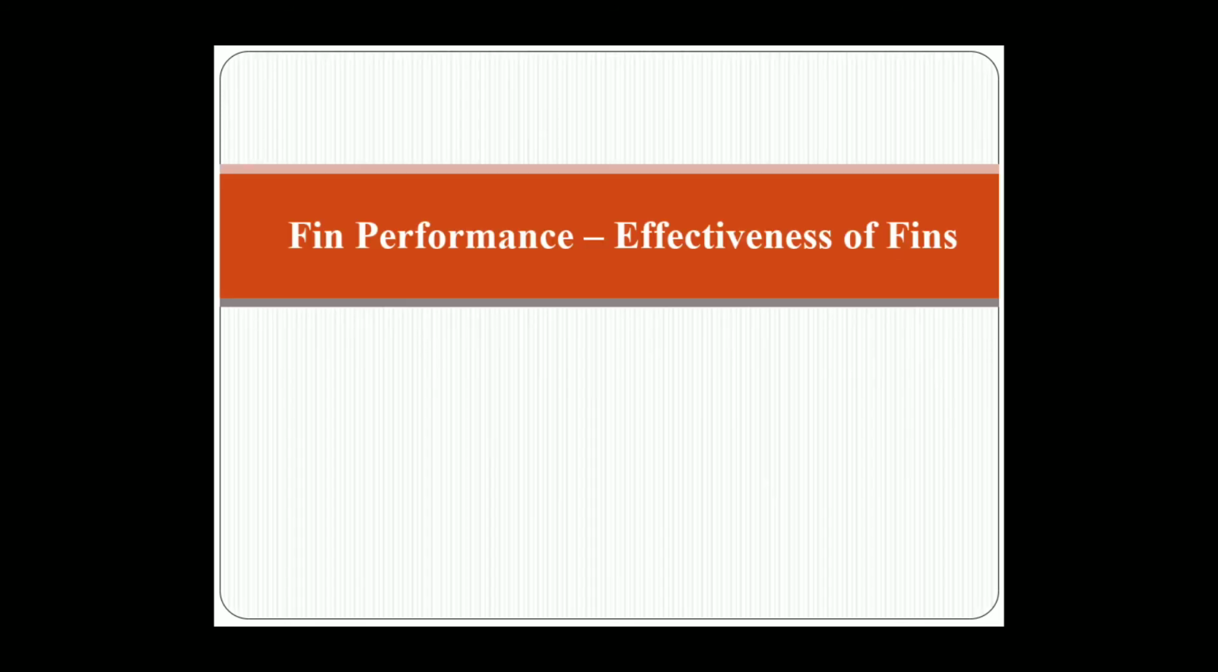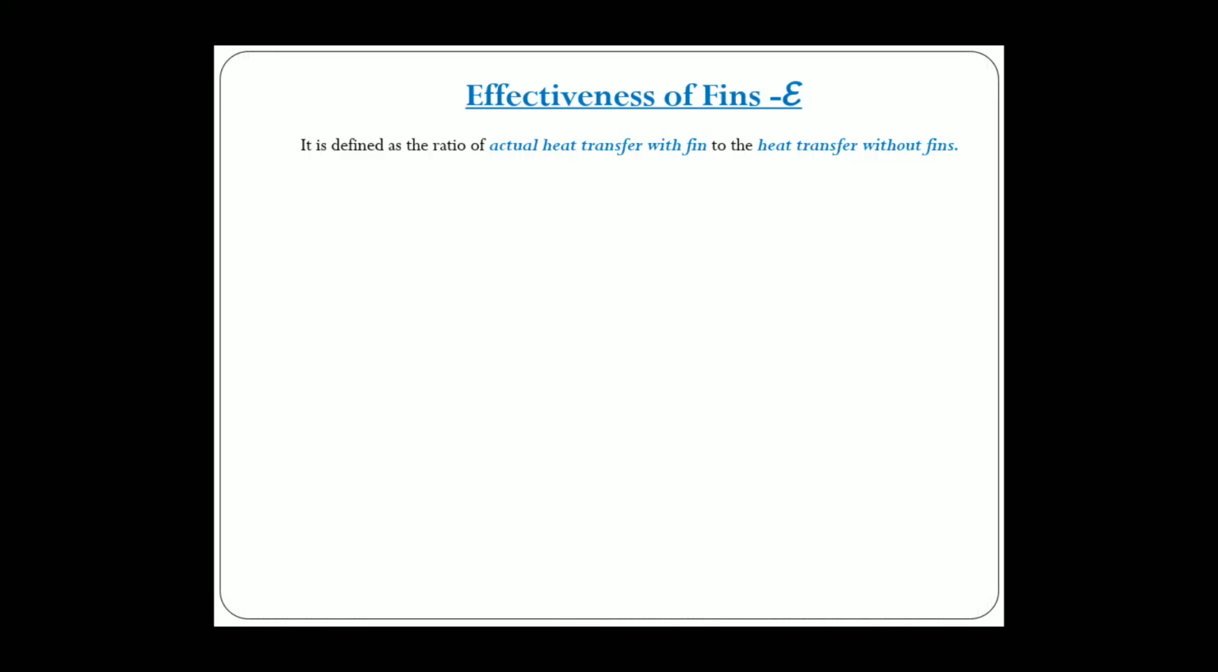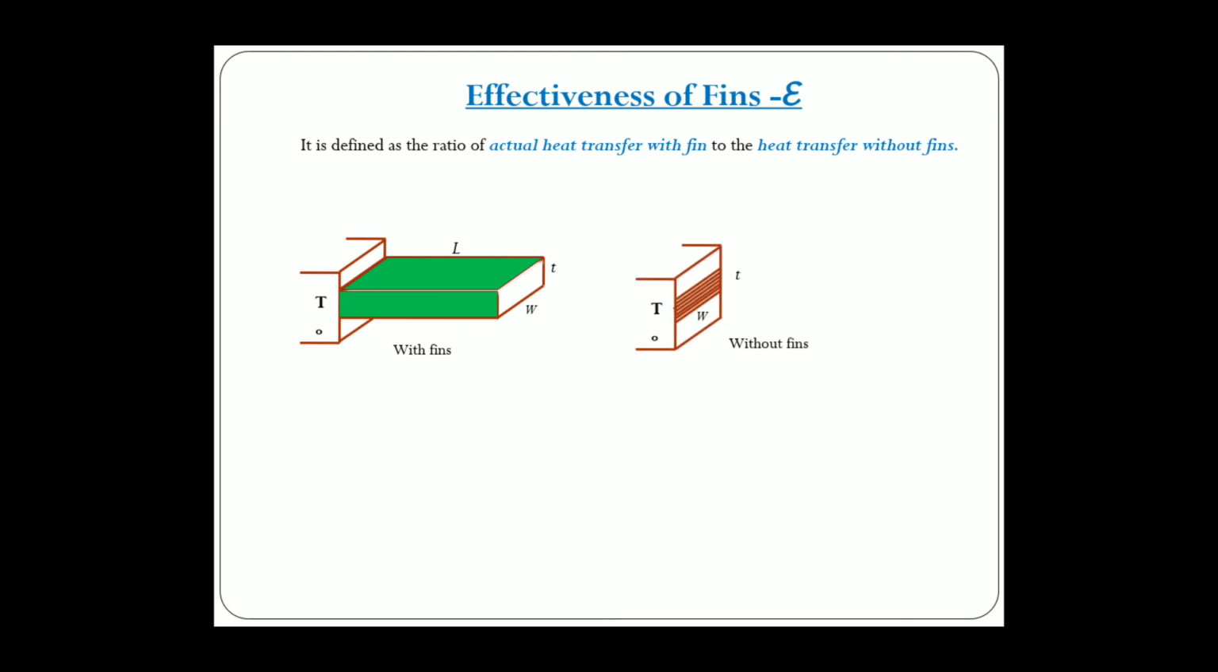So next we come to the second performance parameter of fins, which is effectiveness. Effectiveness is defined as the ratio of actual heat transfer with the fin to the heat transfer without fins. This parameter gives you the advantage you get from the addition of fins. So here you compare two cases, where you have fins in one case and you are not using fins in the second case. This can be understood from this figure. The first figure shows where a fin is used and the other one is without a fin.